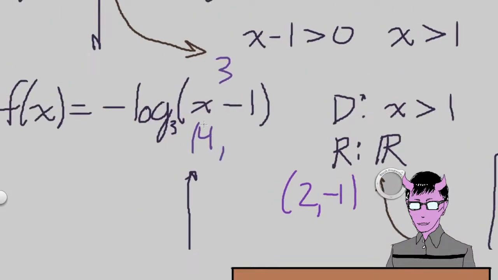So if x value is 4, then 4 minus 1 is 3, and we can take log base 3 of 3. That's just going to give us 1, right? But that will give us negative. Wait, that can't match the previous one. I'm going to have to check the previous one. Hold on.